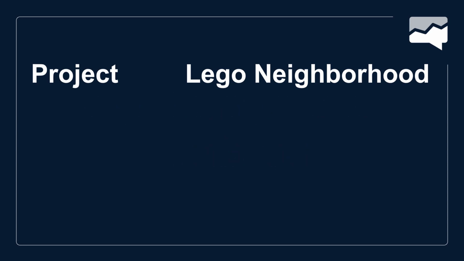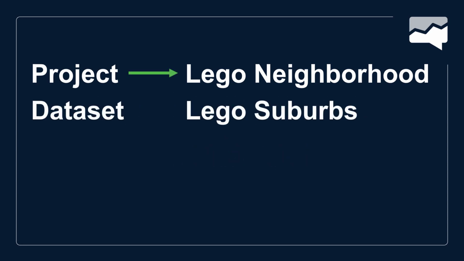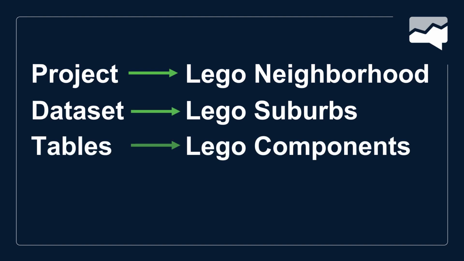So breaking it down, our project is our Lego neighborhood. Our data set is our Lego suburb areas. Our tables are our Lego components. And finally, our data is the Lego. There you have it. That is the hierarchy of BigQuery.